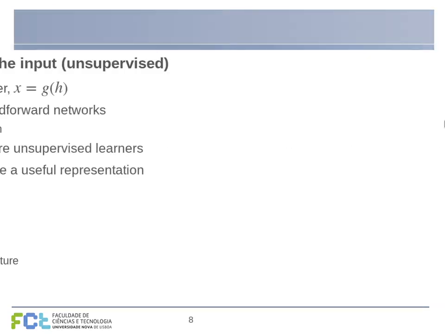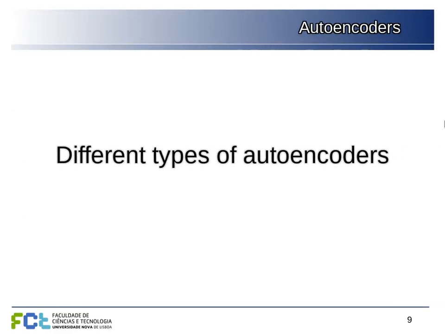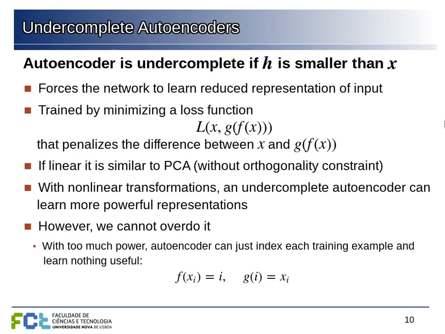Okay. We're going to see a bit more on the idea of useful representations in the next lecture, but the next lecture will be a bit more abstract. This one, we're going to focus specifically on autoencoders. So let's see some different types.